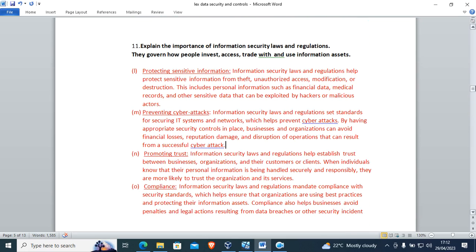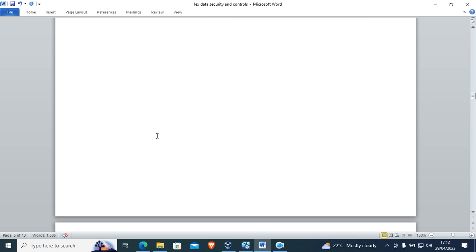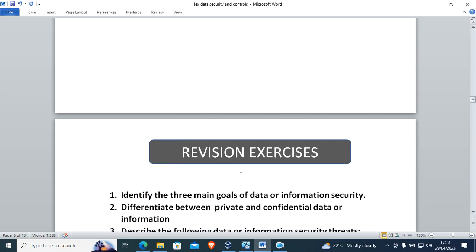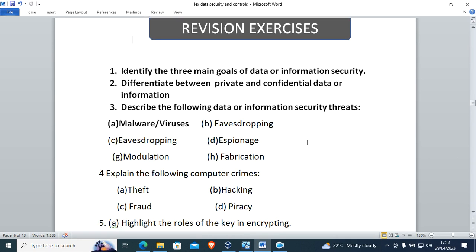Then we have: explain the importance of information security laws and regulations. We have protecting sensitive information, preventing cyber attacks, and promoting trust and compliance. So guys, you can just pause the video to make short notes. Then guys, we have revision exercises. These ones can help you make sure that whatever was not covered is covered.